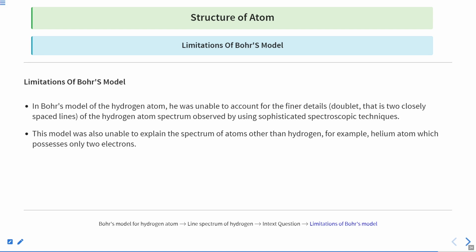So these are the two limitations, right? First of all, the splitting of the lines into finer details, which was not observed until we got more sophisticated spectroscopic techniques. And second, it is not applicable to species unlike hydrogen-like species. So these are the two limitations, right?